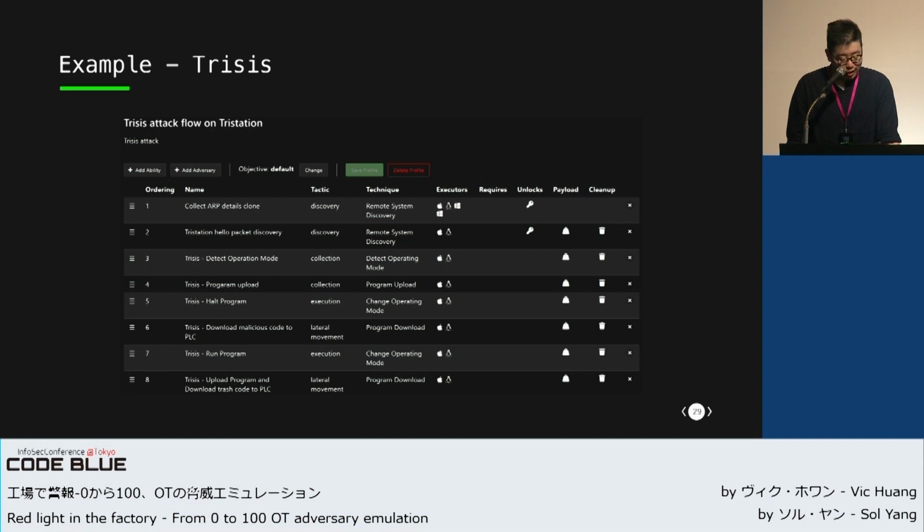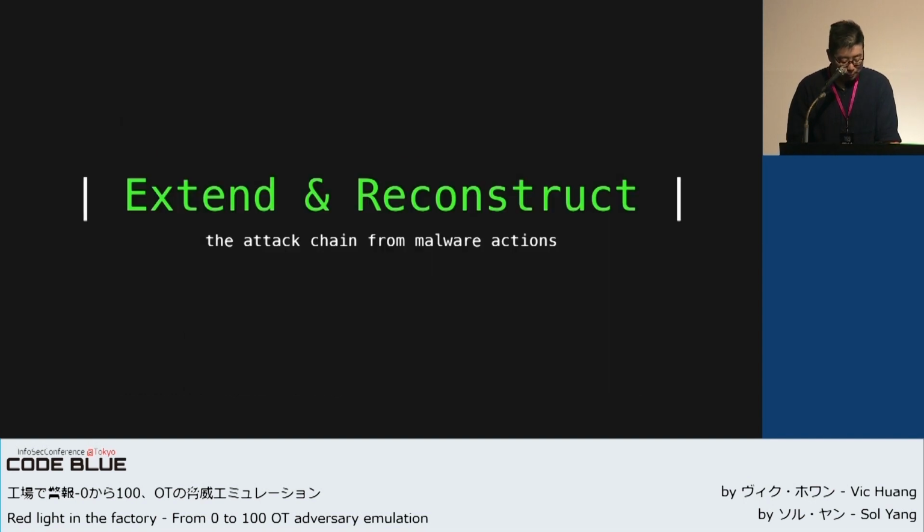Here is a simple screenshot we made, an example of the Trisis attack, with several steps from discovery to collection to manipulation, and also check and evasion. In the next part, I will invite my partner Soyoung. He will introduce how we extend and reconstruct the whole attack from the malware, and we will have 2 demos in this part.